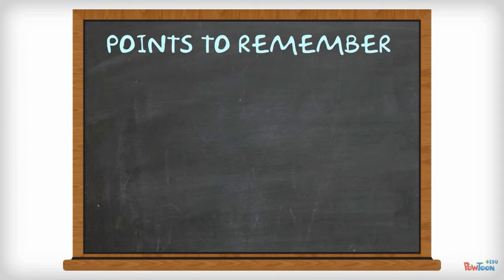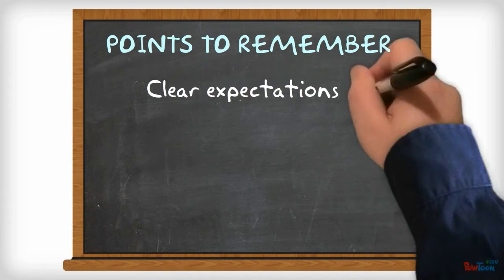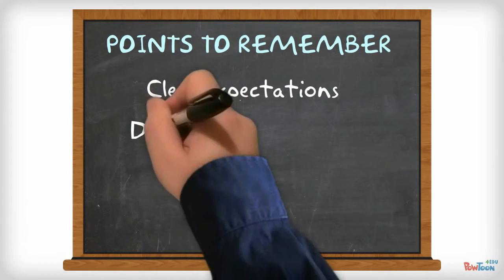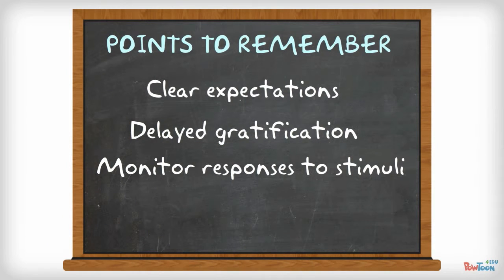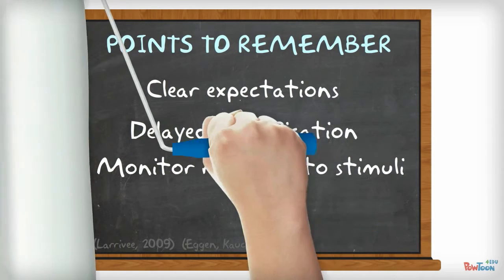Just a few points to remember about the stimulus-response relationship. Let children know your expectations. As children mature, you can use delayed gratification. And punishment and reprimands can also act as a reinforcer, so be careful to monitor the influence of your responses to all kinds of behaviours in the classroom.